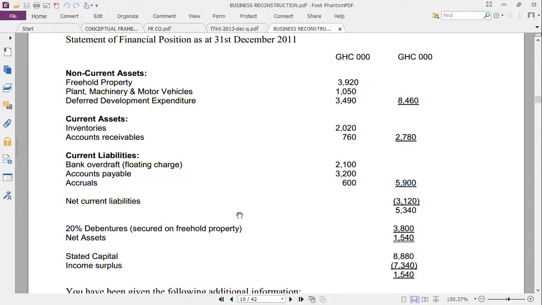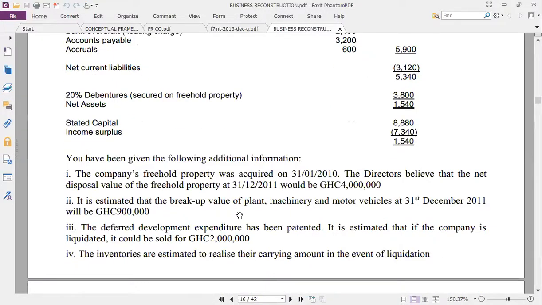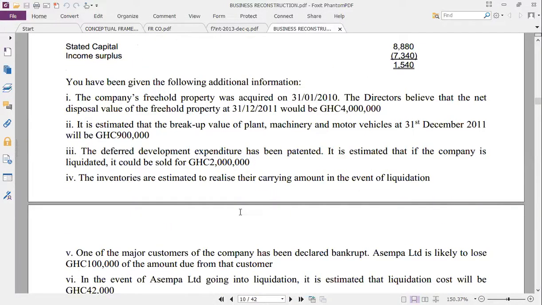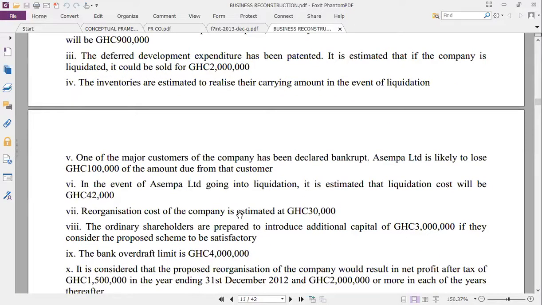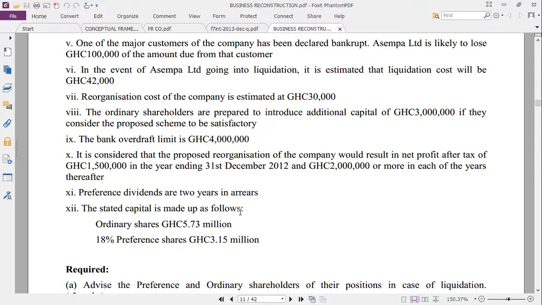Is there any dividend in arrears? Let's go and check if you have dividend in arrears in the question. Dividend arrears is not a liability captured on the balance sheet. We do not have dividend arrears here. Great. So basically, that is all.